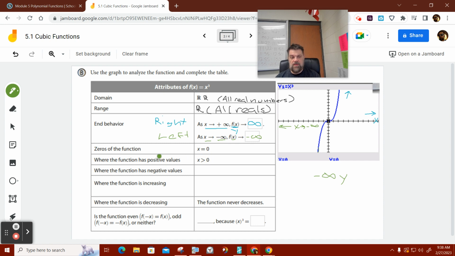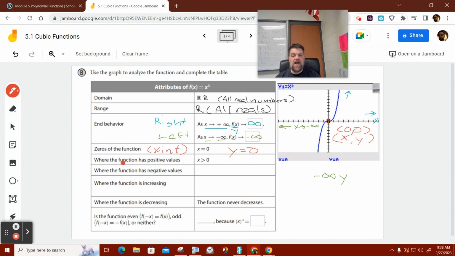Zeros of the function. Zeros of the function is what we call the x-intercept. Where does it cross the x-axis? Right here. 0, 0. Ironically, though, we're looking for the x values of where y equals 0. So when we say zeros of the function, when x equals 0, y equals 0. So we really want to know when y equals 0, well, what x values does that happen? In this particular case, when x equals 0.